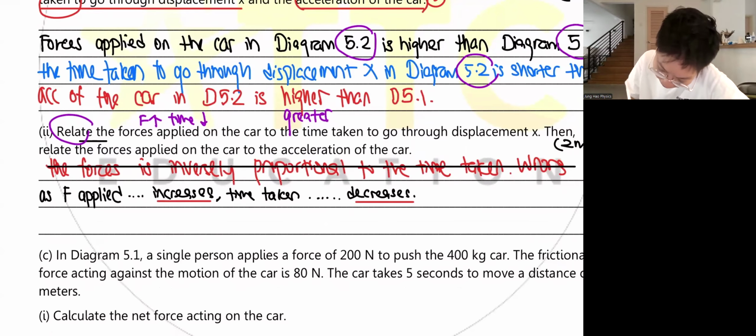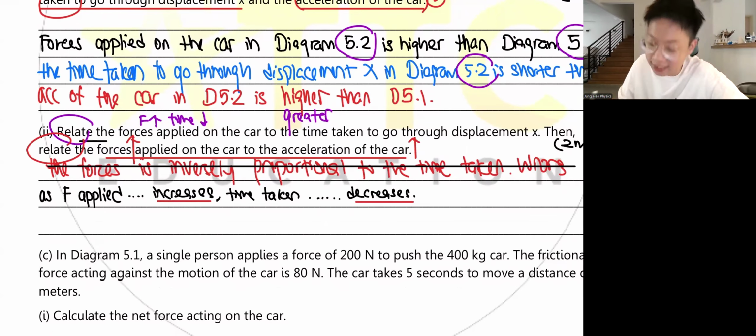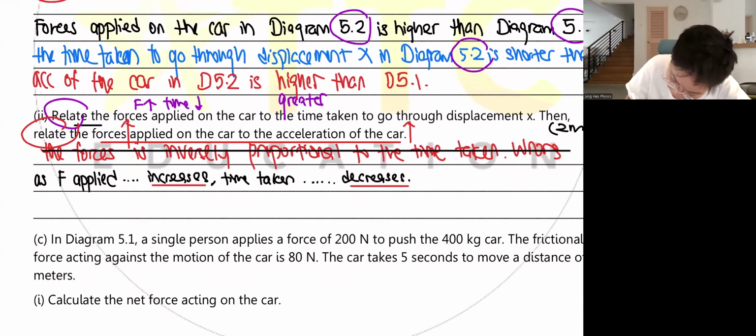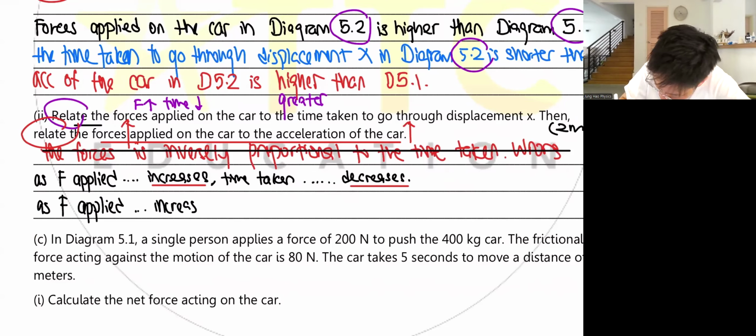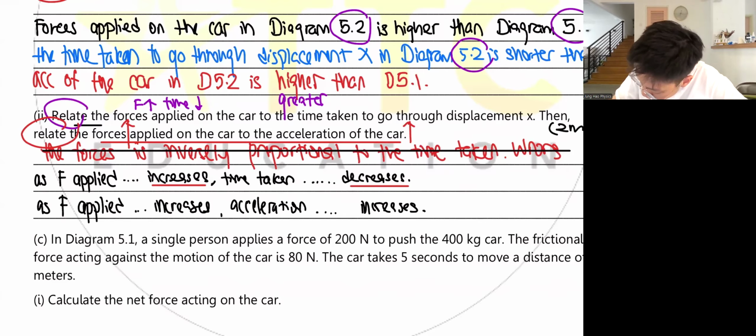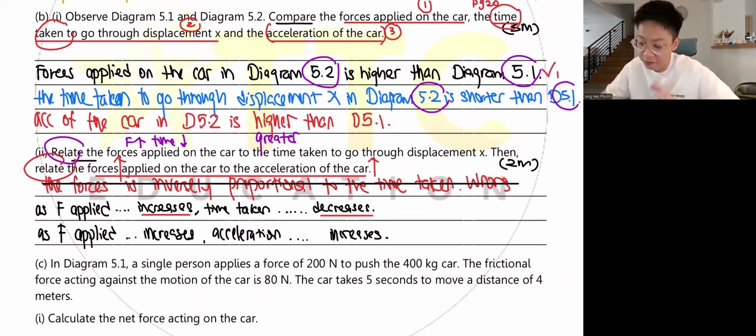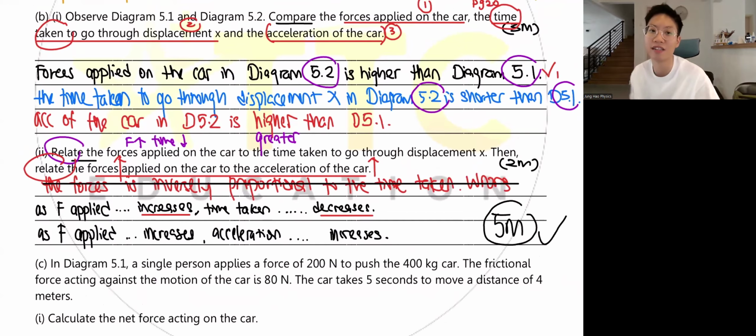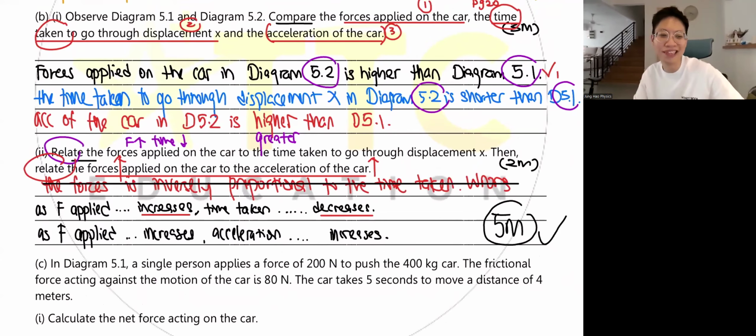So relate once more the force and the acceleration. When your force increases, your acceleration increases, right? So your answer will be: as force applied increases, therefore the acceleration of the car increases. So therefore, guys, you get a total of 5 marks. Everything here, you get 5 marks. Guys, is this easy? Can you do this? Can you ace this for me, please?